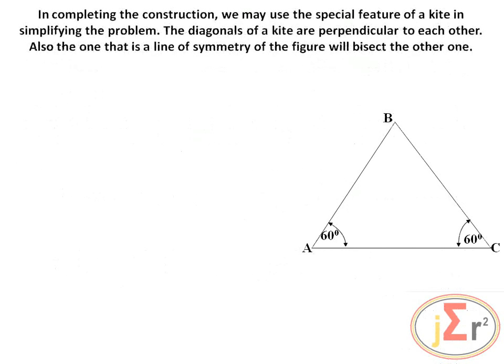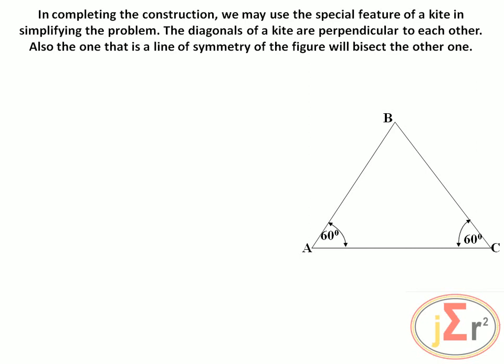In completing the construction, which is to complete the kite, because we know that we are eventually constructing a kite, we may use the special feature of a kite in simplifying the problem. The diagonals of a kite are perpendicular to each other. Also, one of the diagonals is a line of symmetry, because it will cut the kite into two halves that are mirror images of each other. So one of the diagonals is a line of symmetry of the kite, while the other is not.